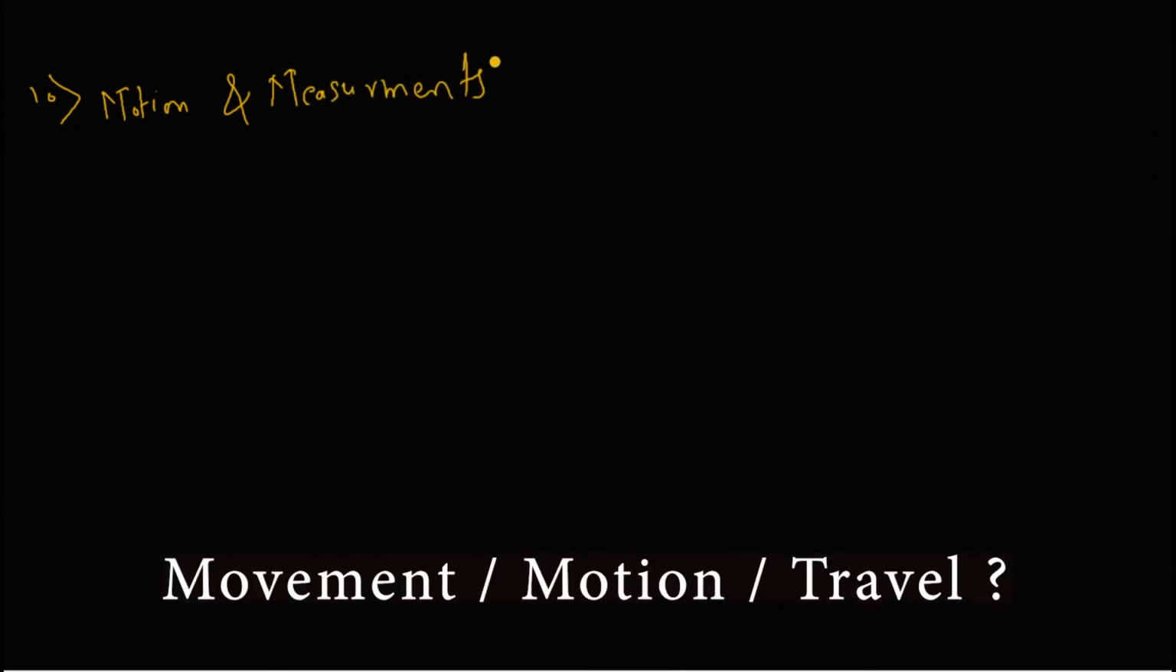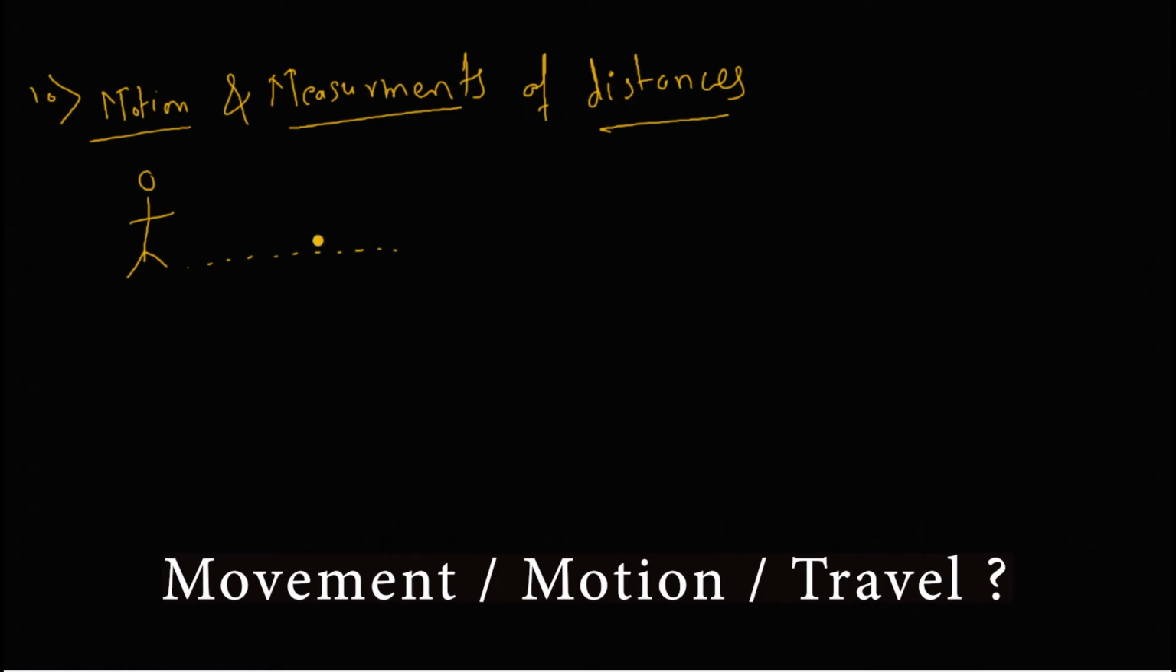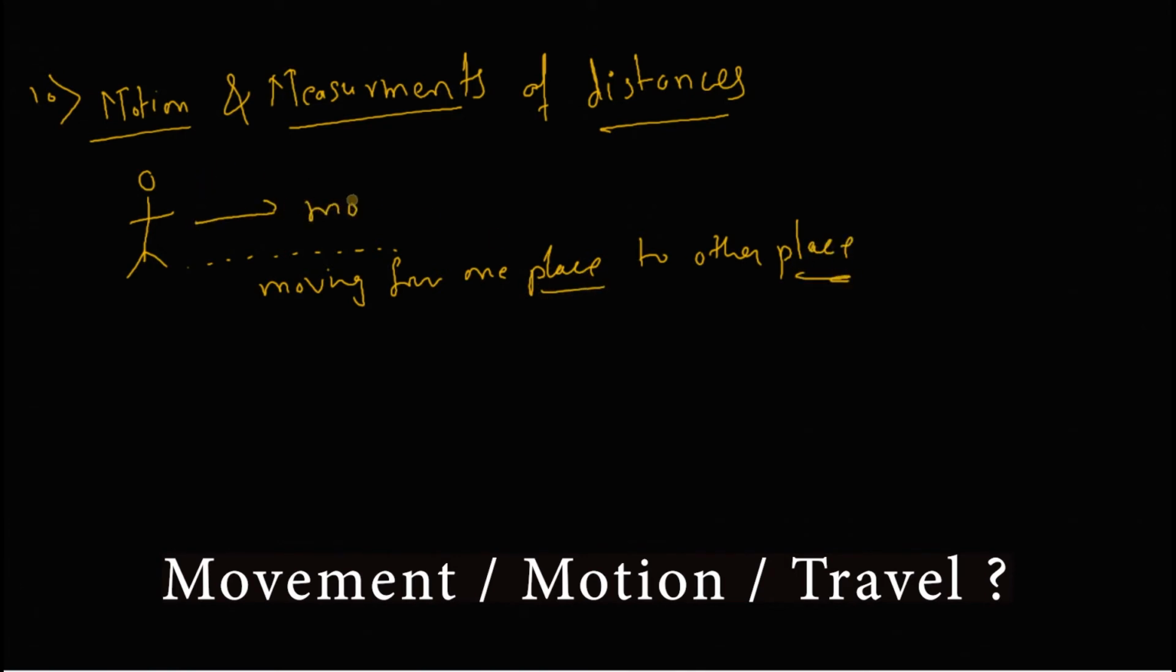Motion and measurements of distance. What do you mean by motion and measurements of distance? Here is a human, he walks here, that is called moving, moving from one place to another place, right? You are moving from one place to another place. This is called motion.